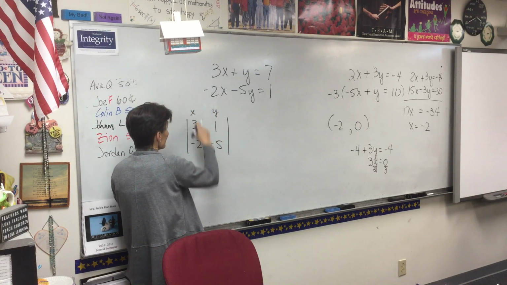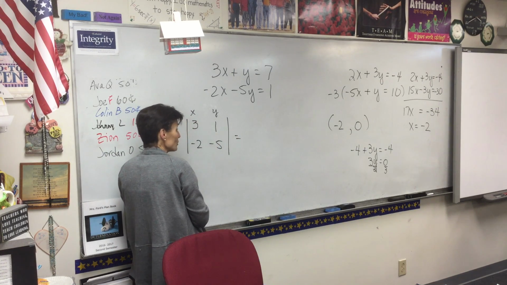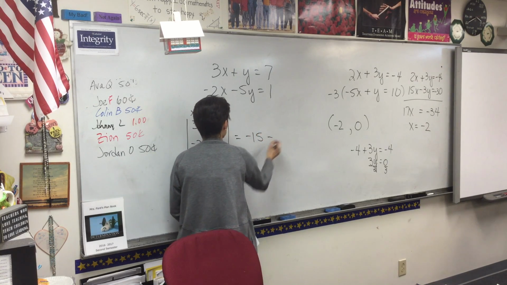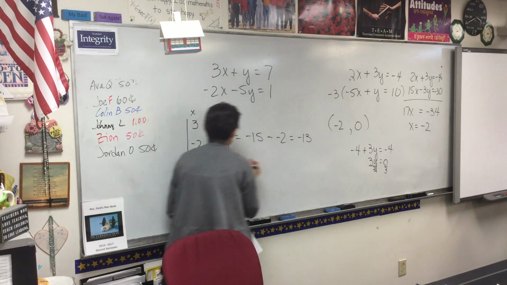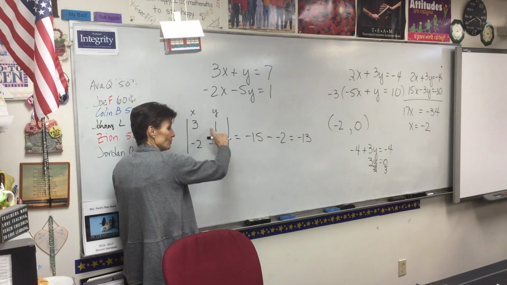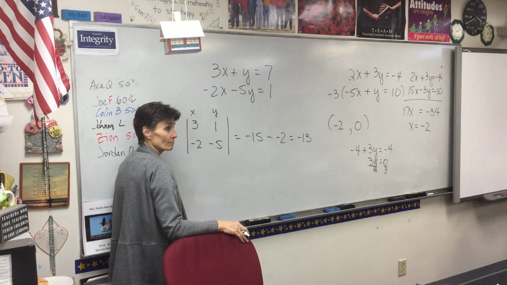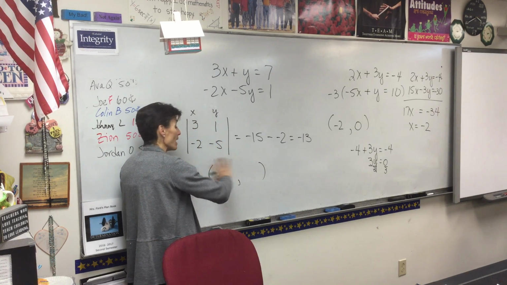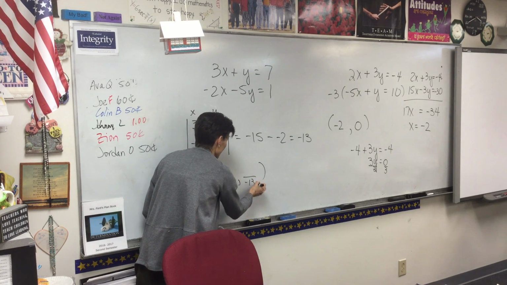So 3, 1, -2, -5. These are my x numbers. These are my y numbers. The value of that determinant is -15 minus -2. -15, -2 minus them. So I got -13. That means that whatever x and y are, they're over -13.